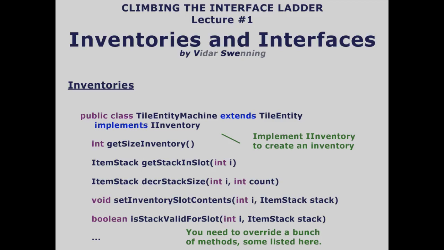And when we do implement our inventory, we need to override about 12 different methods, and we have a few of these listed here. We have get size inventory, get stack in slot, decrease stack in slot, set inventory slot contents, is stack valid for slot. But we also have other things like get stack in slot on closing. We had open chest, close chest. So we have a few others we need to implement. Override, and you need all those 12, otherwise it won't work.